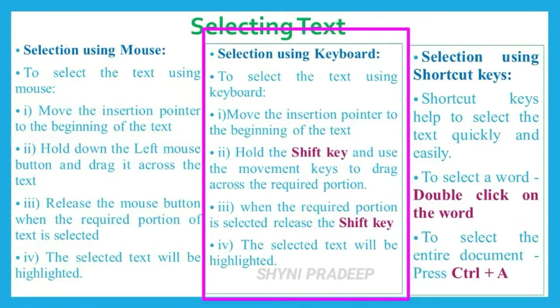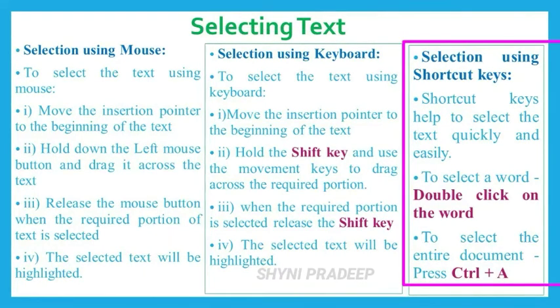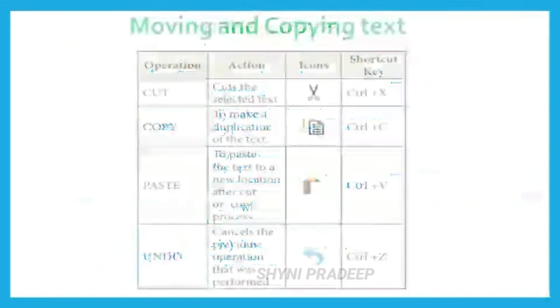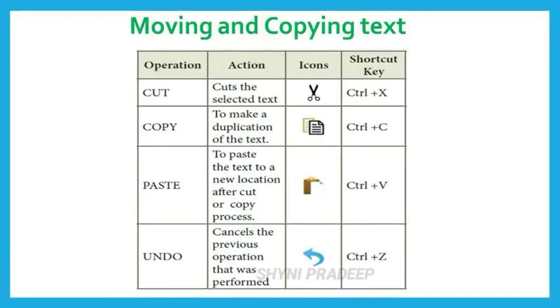And the next, shortcut keys help to select the text quickly and easily. If you want to select only one word, you just double click on the word. That word will be selected. And if you want to select the entire document, you have to press the Ctrl plus A keyboard shortcut from the keyboard.